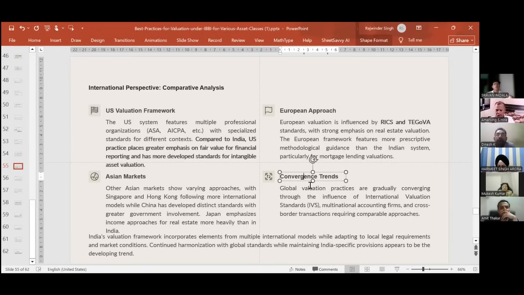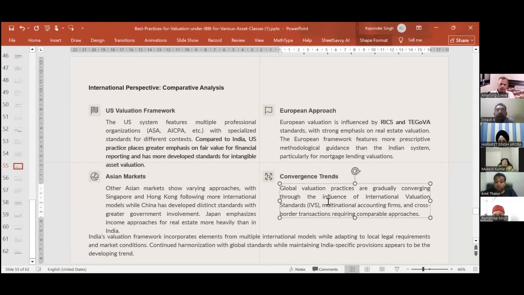As far as global valuation standards are concerned, global valuation practices are gradually converging through the influence of International Valuation Standards, IVS, multinational accounting firms, and cross-border transactions requiring comparable approaches. So India's valuation framework incorporates elements from multiple international models while adapting to local requirements and market conditions. Continued harmonization with global standards while maintaining India-specific provisions appears to be a developing trend.